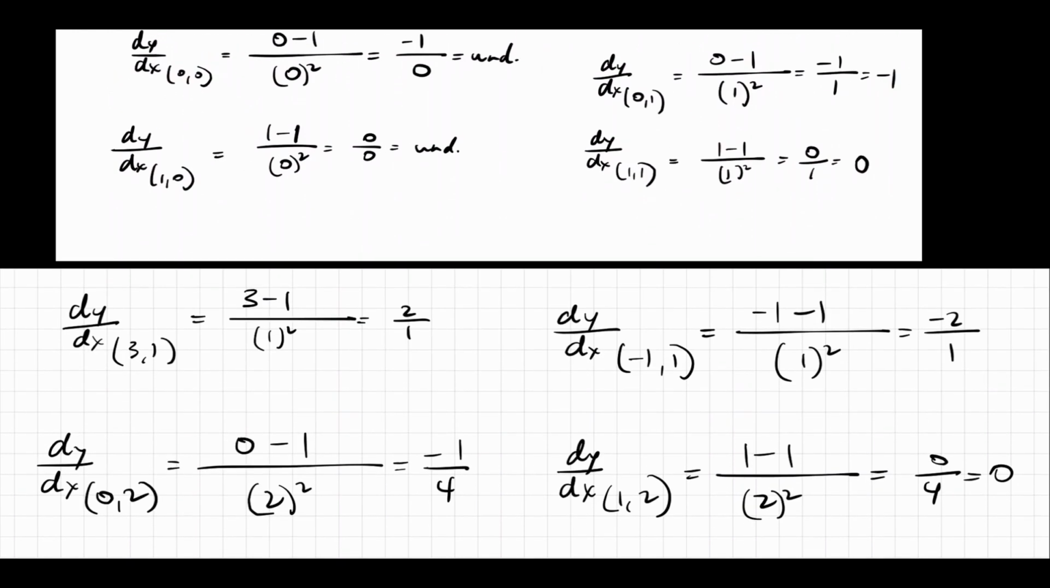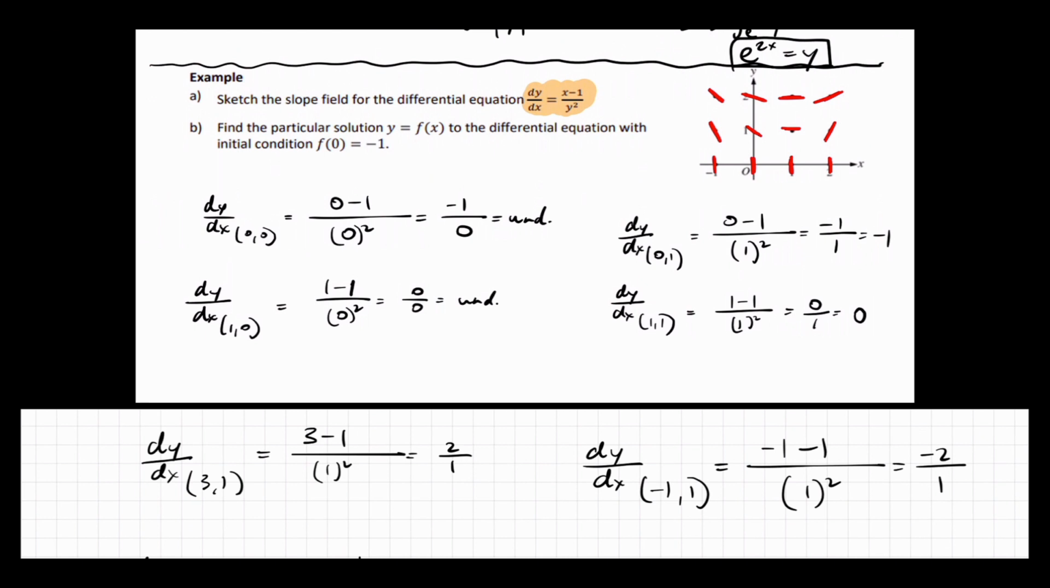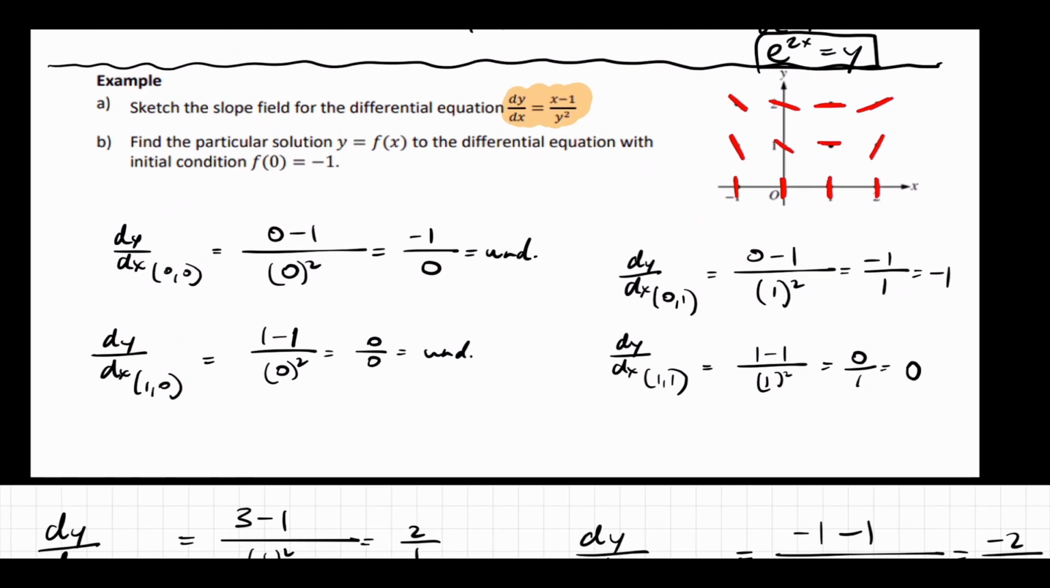I plugged in, like I said, if you can't do it, take the extra 5 minutes and actually do this so you can get all of those plug in x, plug in y's, and figure it out. But I highly suggest trying to either do it in your head or look for patterns. Every time y is 0, it's going to be undefined. Or every time x equals 1, it's going to be 0, unless it's undefined. These are both 0. These are all undefined. And the other ones are very similar. That's the slope field we built.